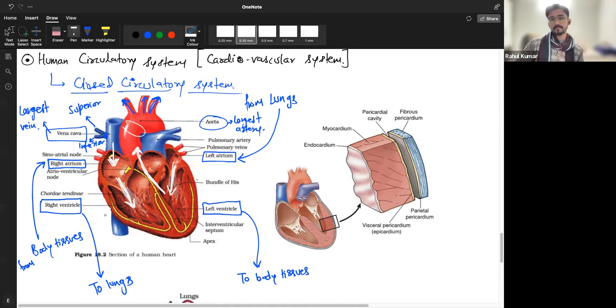Yes, sir. So aorta and vena cava is clear, right? Vena cava brings blood into the right atrium, aorta takes it from the left ventricle. Two things are left, right ventricle and left atrium. Now left atrium, as I said, also receives blood, but it is receiving blood from the lungs. Now for what purpose does blood go into the lungs?